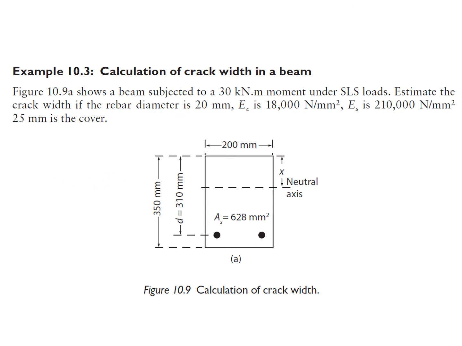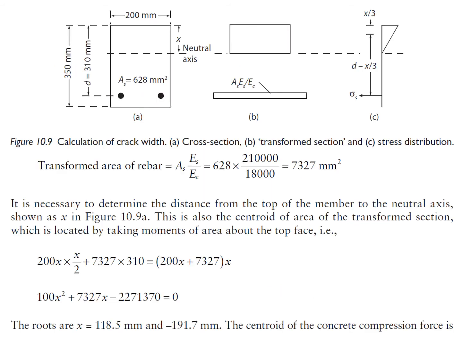Figure 10.9 here shows you a cross section through a reinforced concrete beam. The beam is subjected to a working bending moment of 30 kilonewton meters. Estimate the crack width under these working loads. The first thing to do is to work out the depth to the neutral axis. We call that x. That's the distance from the top of the beam to this neutral axis position here.